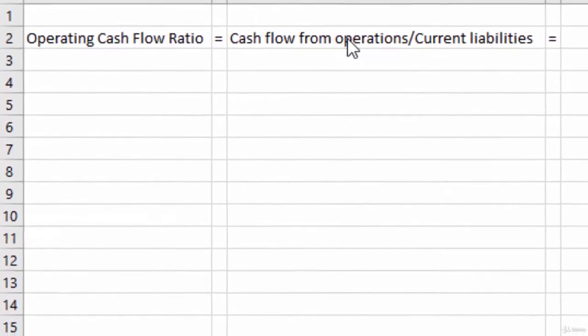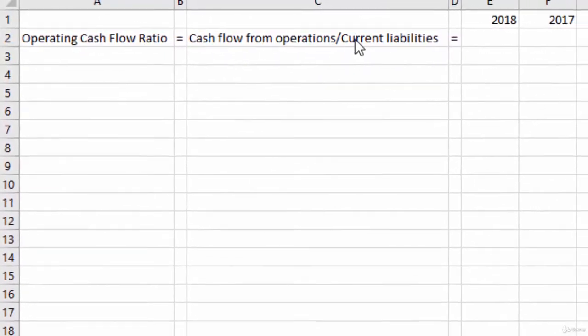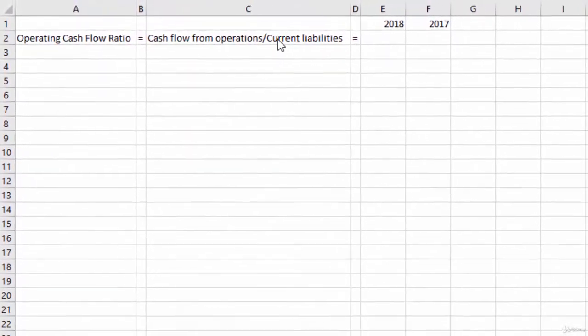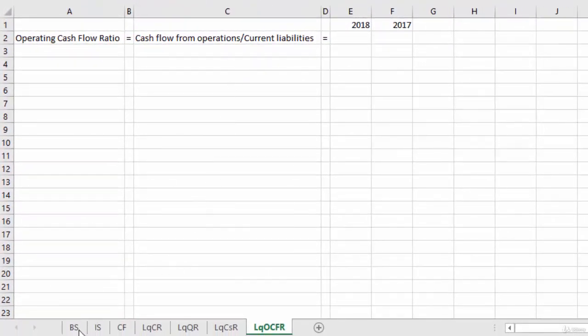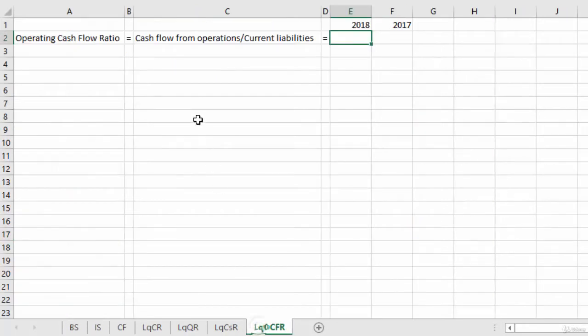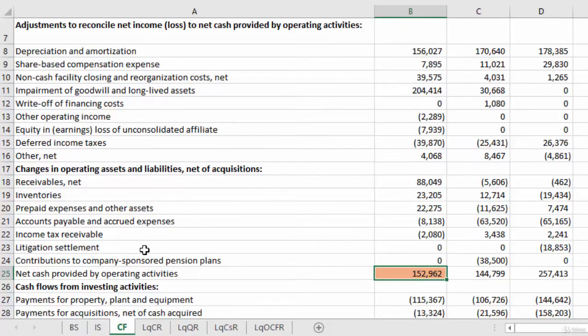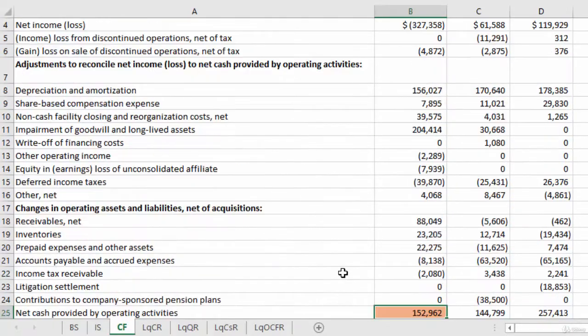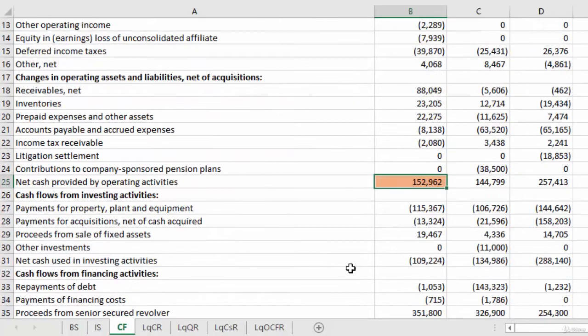So to calculate this ratio, we have to collect the amount of current liabilities and the amount of cash flow from operations from the financial statements. To find the amount of current liabilities, we have to go to the balance sheet, and to find the amount of cash flow from operations, we have to go to the cash flow statement of the company. You can see that we can find the cash flow from operations, which is one of the three components of the cash flow statement of the company.